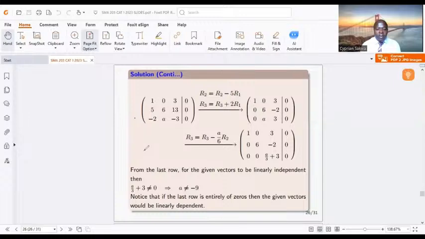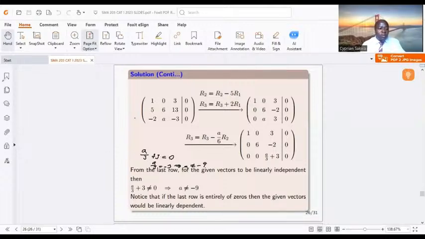To prevent that from being 0, we say A over 3 plus 3 should not be 0. That means A over 3 should not be negative 3, which means A should not be negative 9. And if A is not negative 9, then the system is linearly independent. So A can be anything else but not negative 9.